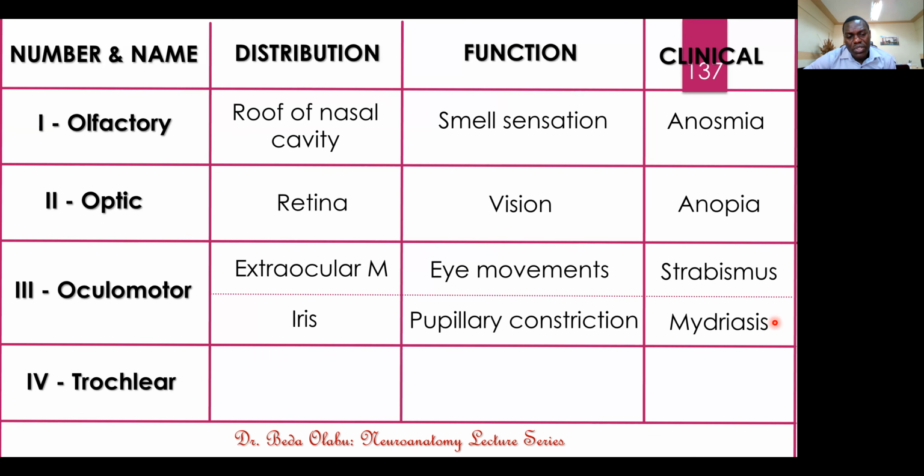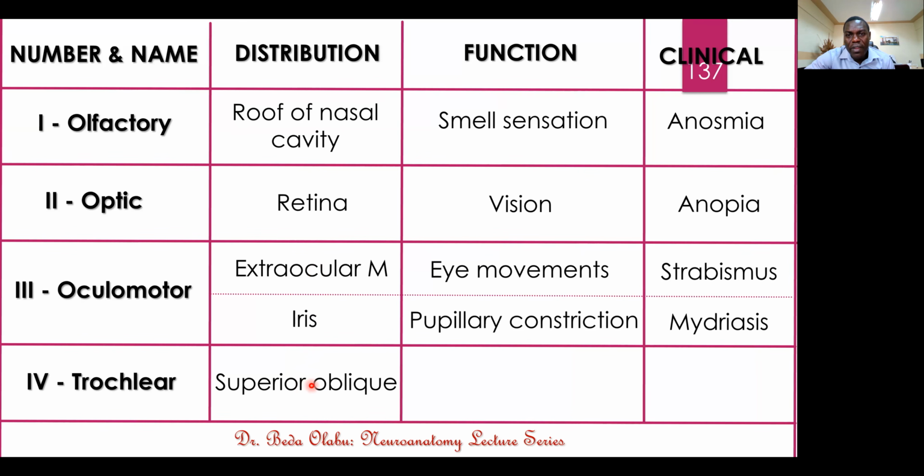The fourth cranial nerve is what we call the trochlear nerve. The trochlear nerve also exits the cranial cavity via the superior orbital fissure. The trochlear nerve specifically targets a muscle called the superior oblique muscle. The superior oblique muscle is one of the extraocular muscles. This extraocular muscle specifically is innervated by the trochlear nerve. This muscle is the one that makes the eye look down. That's what we call depression.